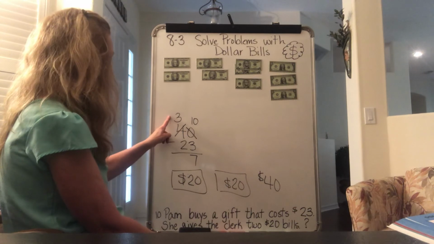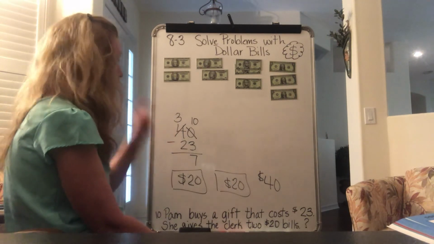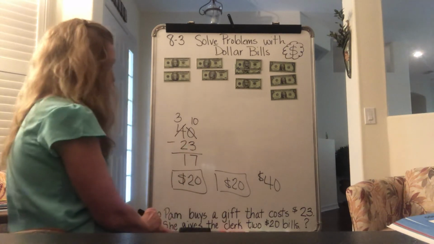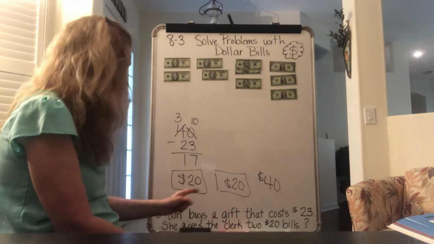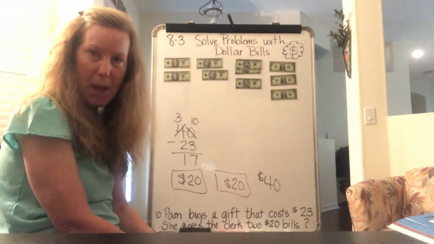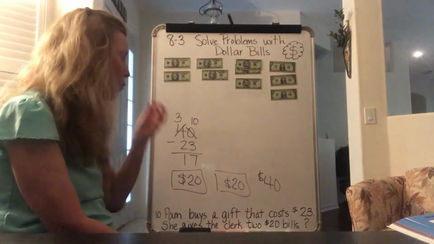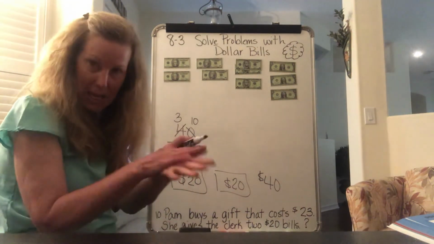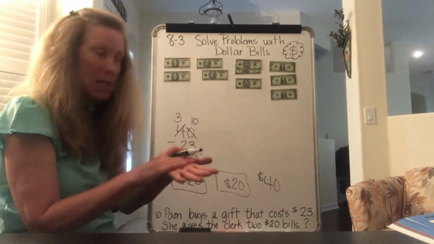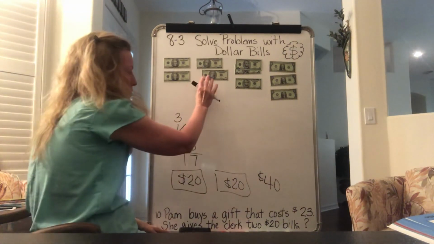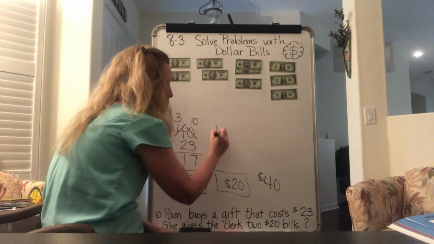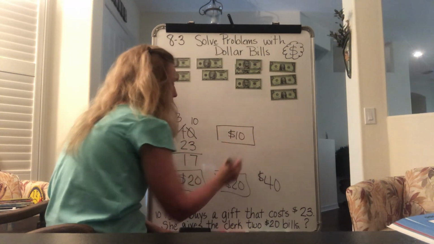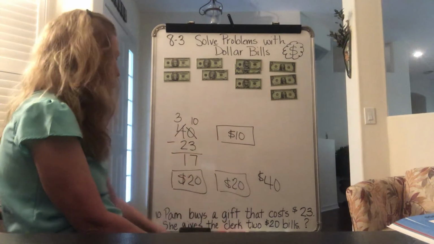And then I go to the 10s place. 3 minus 2, I think about that. Can I do that? Yes, I can. All right, so boys and girls, Pam is gonna get $17 back. They wanna know what bills the clerk could hand me. They're gonna hand me $17. So I'm gonna do it this way. I'm gonna start with my highest bill. I can't have a 20, that's past. So I'm gonna start with a 10.